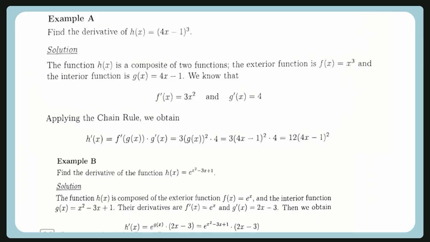So we need to find the derivative of h of x is equal to 4x minus 1 cubed. The function h of x is a composite of two functions, the exterior, which is x cubed, and the interior, which is 4x minus 1. So applying the chain rule, you need to find the derivative of your f of x, which is 3x squared, and your g of x derivative is equal to 4. So you simply apply it, which is 3 times 4x minus 1 squared times your 4.